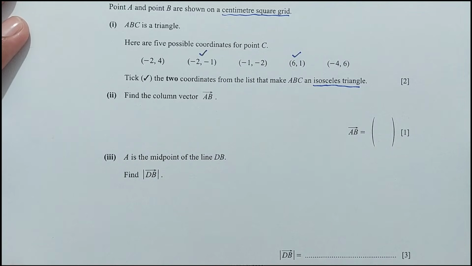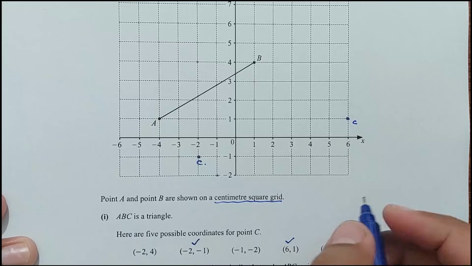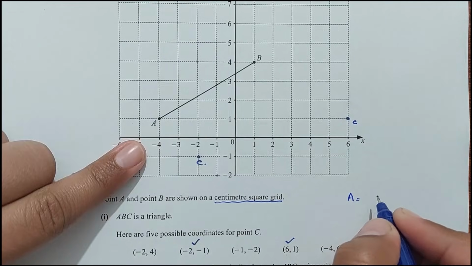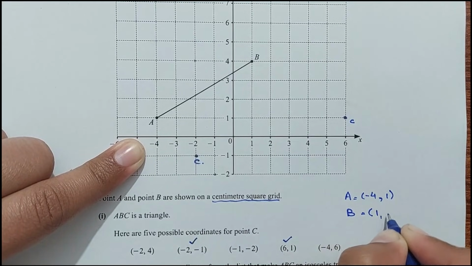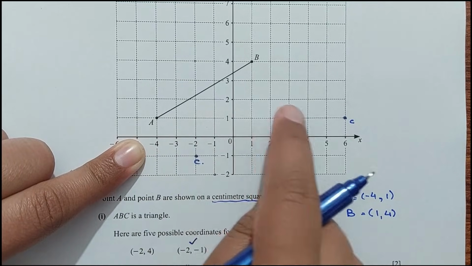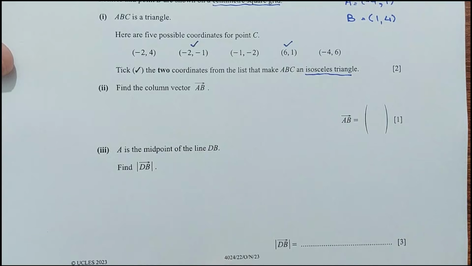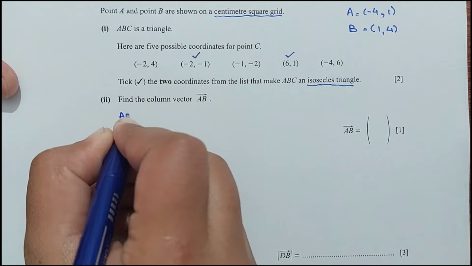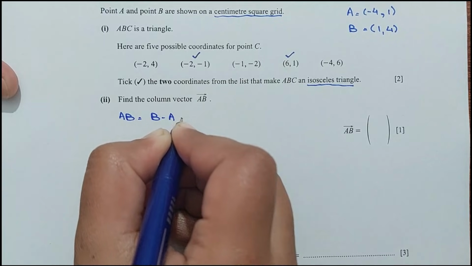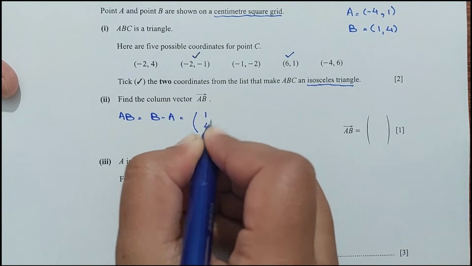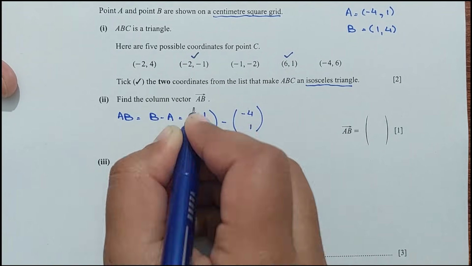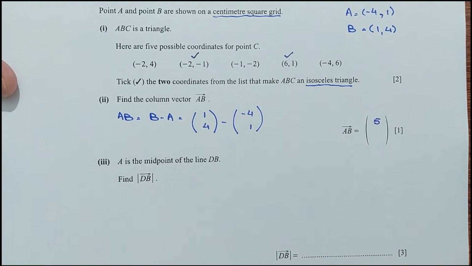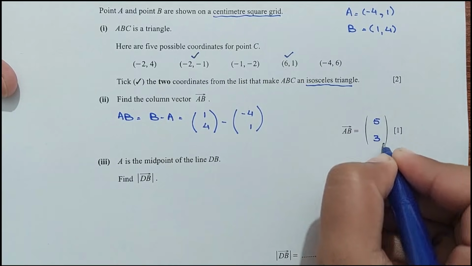Right. Now for the second part, find the column vector AB. So let me check what A is. A is equal to minus 4 and 1, and B is equal to 1, 4. X is minus 4, y is 1, x is 1 and y is 4, right? Now to solve for the column vector AB, we have to do B minus A. B is 1, 4 and minus A would be minus 4 and 1. So 1 minus minus 4, 1 plus 4 would be 5, right? And 4 take away 1 would be 3. 5, 3.